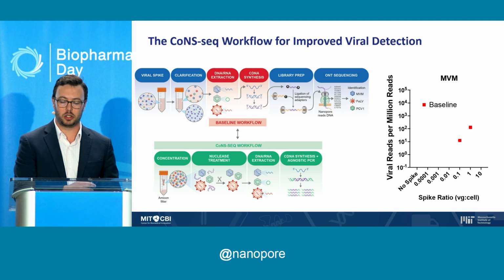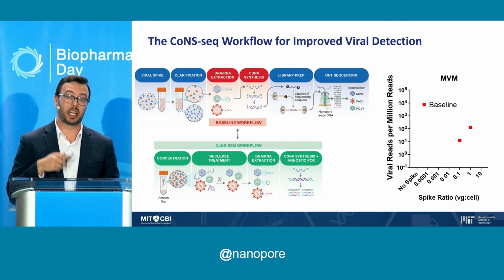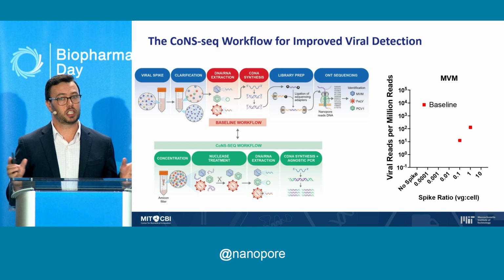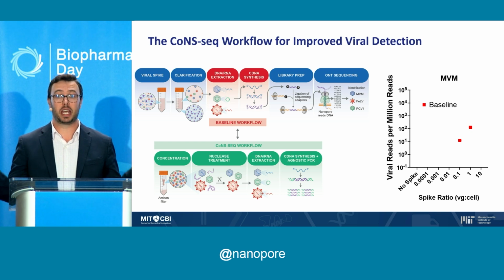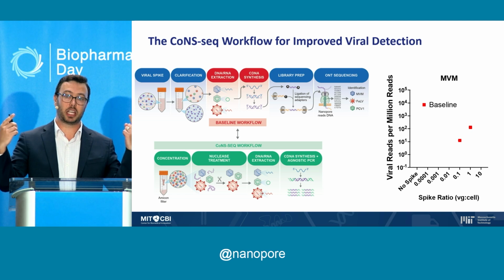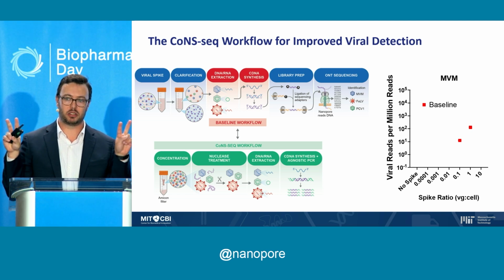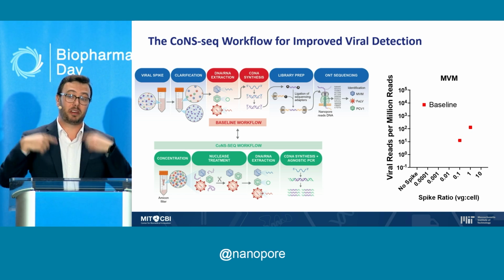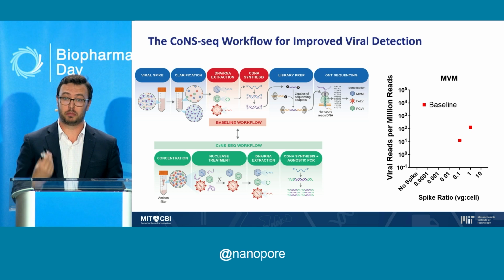Then we extract that nucleic acid and have it undergo cDNA synthesis and an agnostic PCR step. This agnostic PCR step is also referred to in the literature as CISPA. But essentially the way that it works is we attach sequencing adapters to the end of all of our nucleic acid, and then we amplify using primers that are specific to those adapters. That way we can amplify everything that's left in our sample to get a stronger signal.